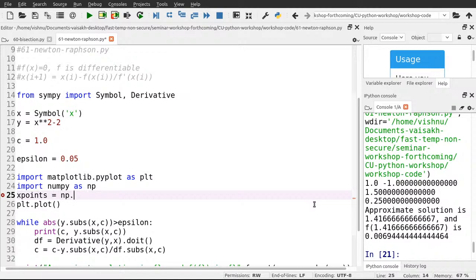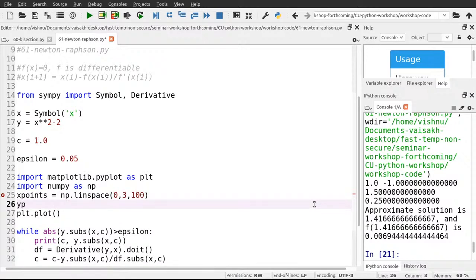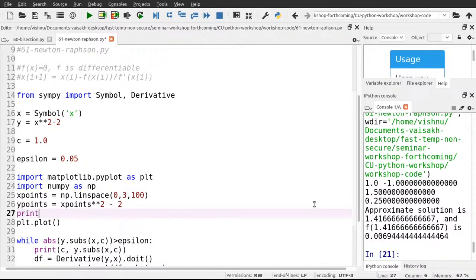So np.linspace, 0 to 3, say 100 points are taken. y points is x square minus 2 we need. So we can just take x points square. I don't know whether this will work. Let us try that. Print y points.